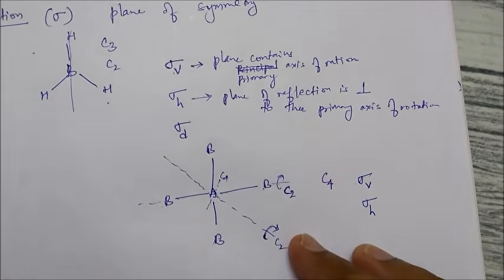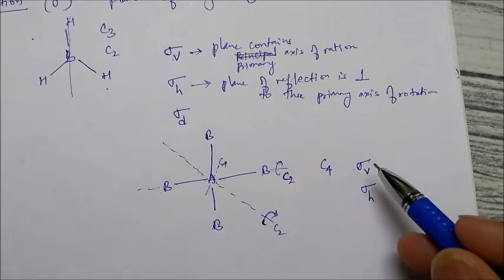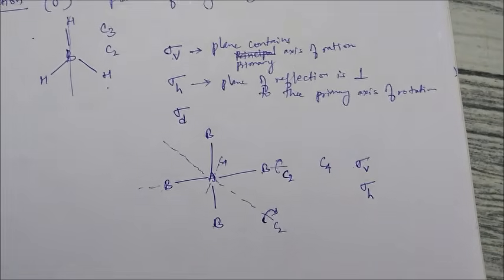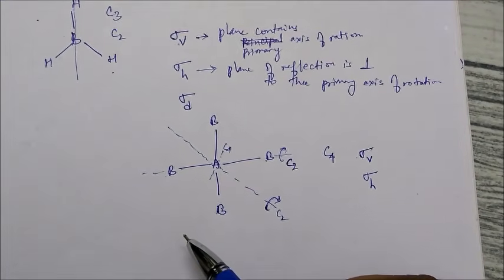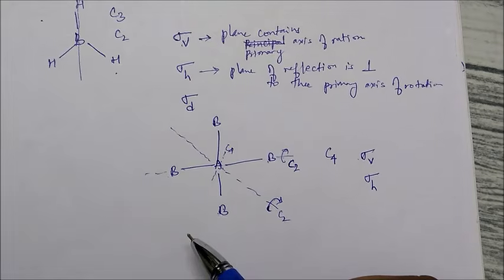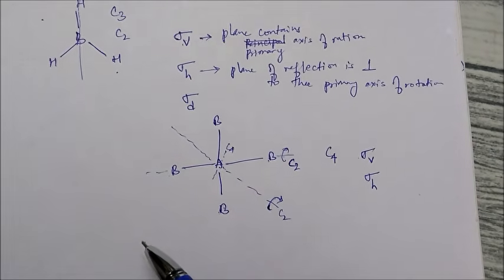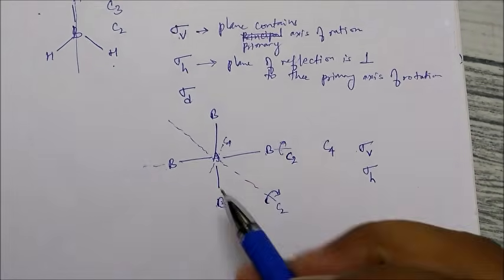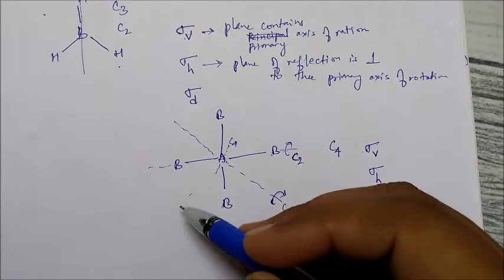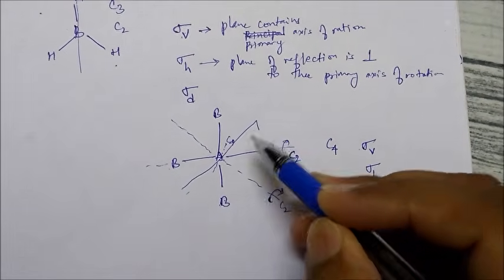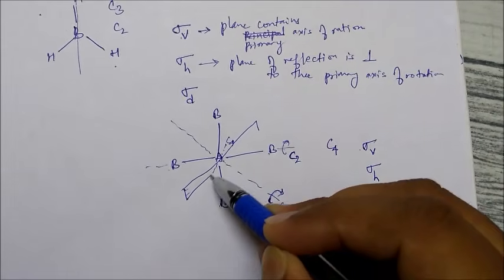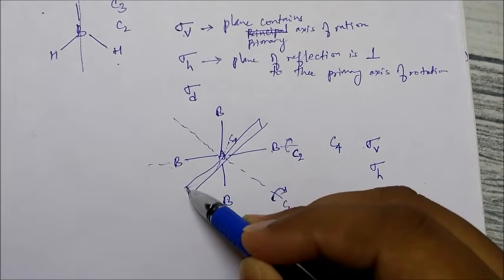So like this we found two types of planes, sigma v and sigma h. Now let's check what sigma d is. Okay, so what is sigma d? See, if we have a plane like this, I'm drawing it like this. So it is a plane like this.